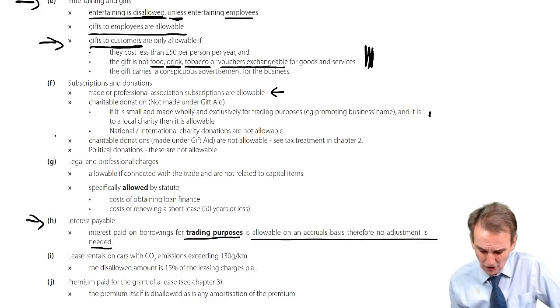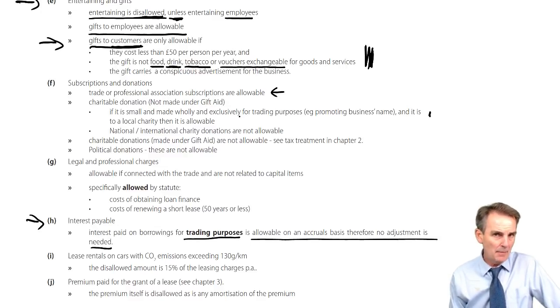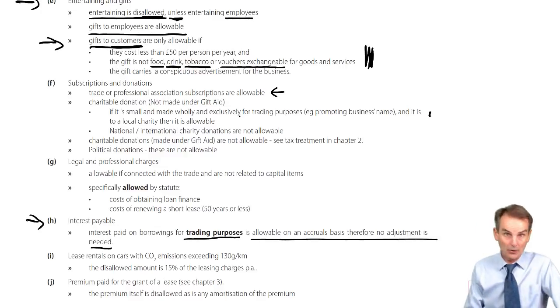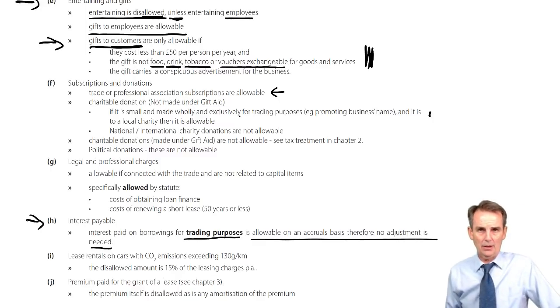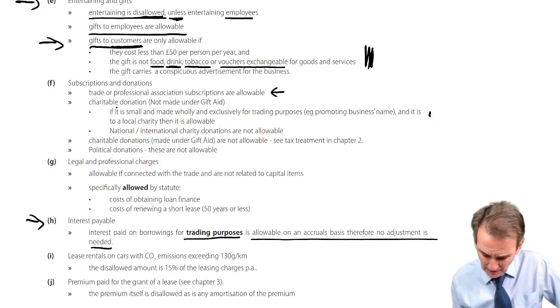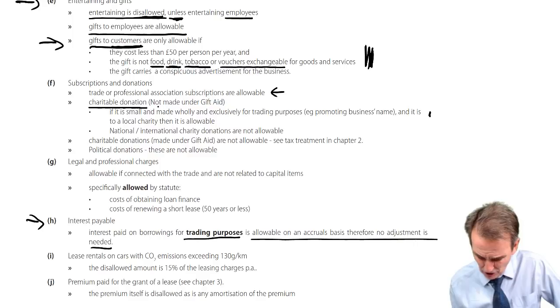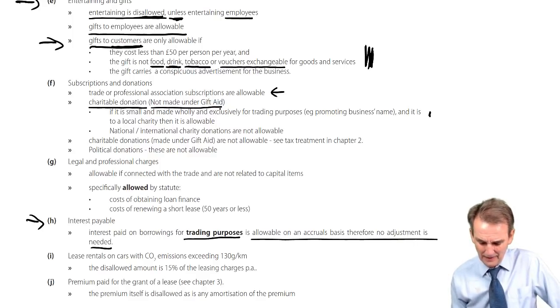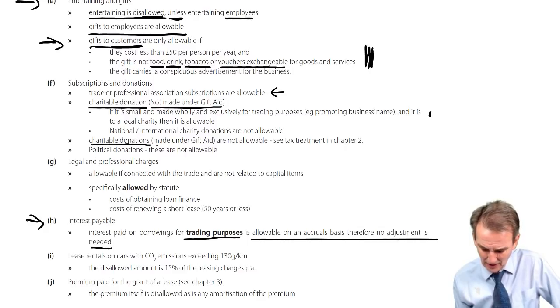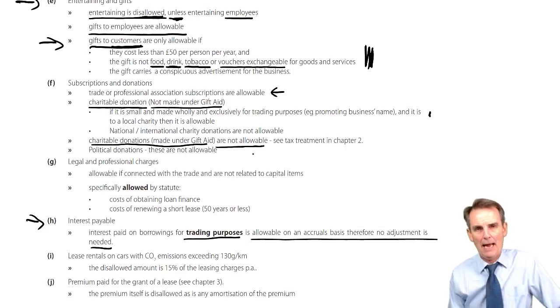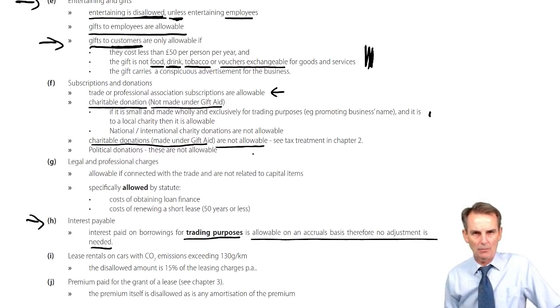Charitable donations. Now then, charitable donations may either be made, as you know from Chapter 2, under the gift aid system or not. We're talking here about charitable donations not made under the gift aid system. If they're made under the gift aid system, then they're not allowable. They will be added back in the adjustment of trading profit.